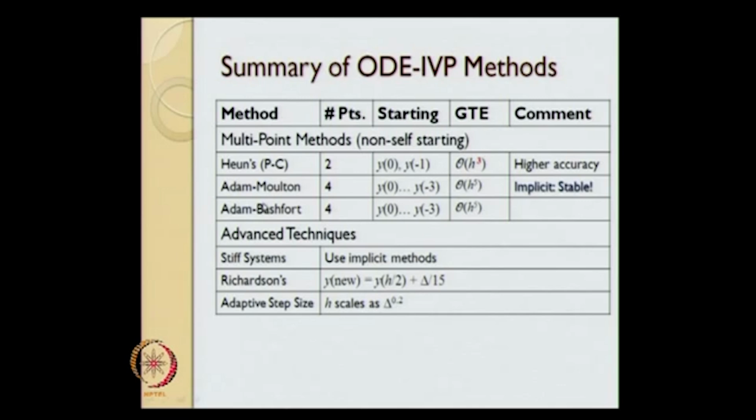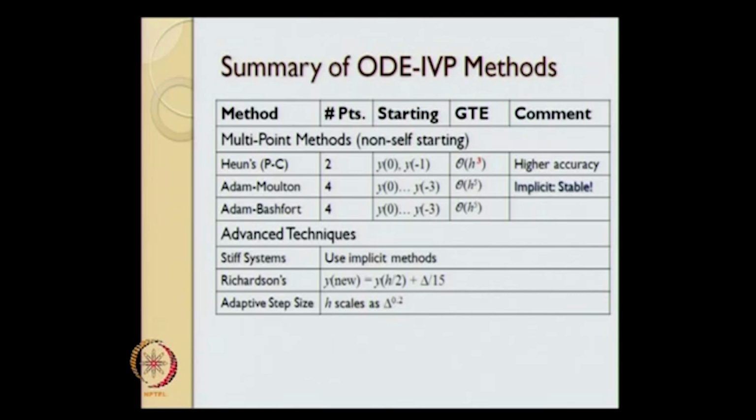And finally the adaptive step sizing. In adaptive step sizing for the RK4 method the step size h scales as delta to the power 0.2. Likewise in the fourth order Adams-Moulton or Adams-Bashforth method h scales as delta to the power 0.2. And we have the Adams-Bashforth-Moulton predictor corrector method that can be used instead of the Adams-Moulton implicit method.